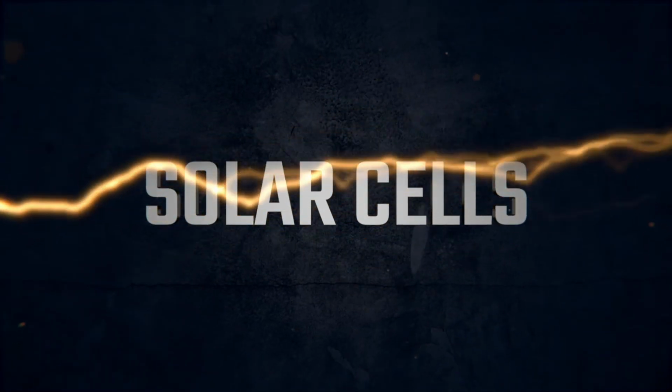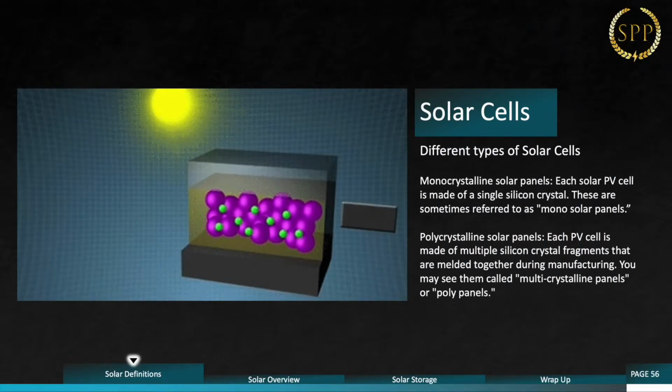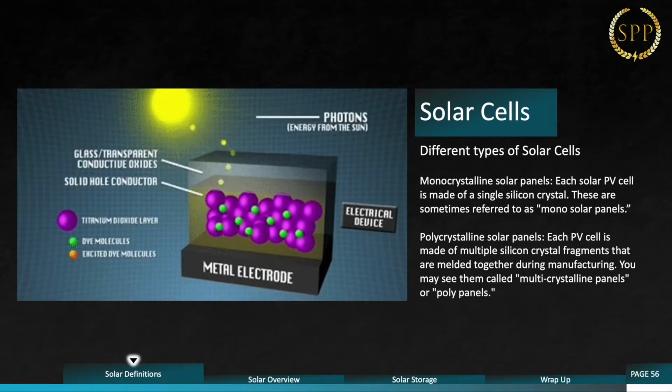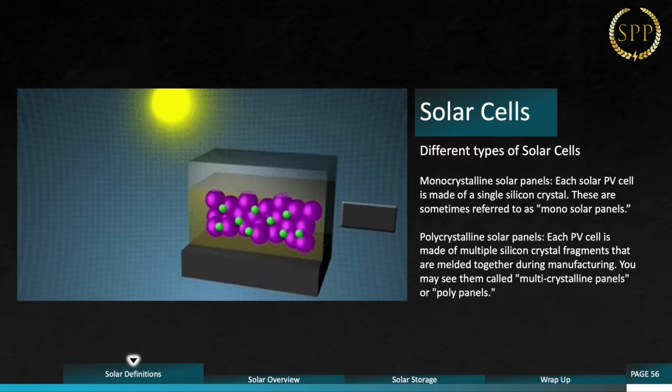This module is all about the cells that make up a solar module. When you hear the term solar module, it's talking about solar panels. And inside solar panels are solar cells. There are two main different types. They perform the same basic function, which is to grab the photons from the sun to produce the power. The two types are monocrystalline and polycrystalline.